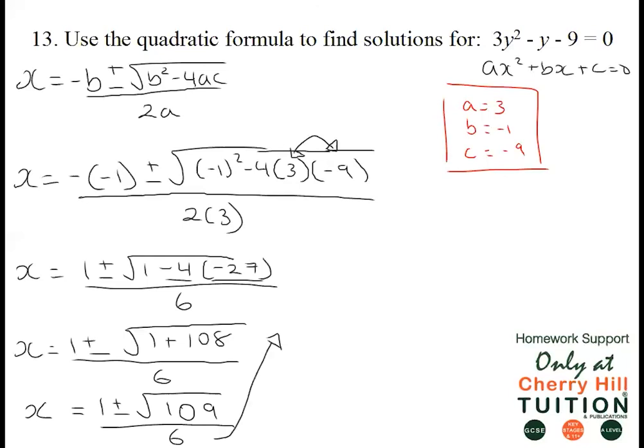So our two values of x are, so x is equal to 1 plus the square root of 109 over 6, and x is also equal to 1 minus the square root of 109 over 6. Okay, so again, try these questions again on your own without looking at my working out to check if you get the right answer.